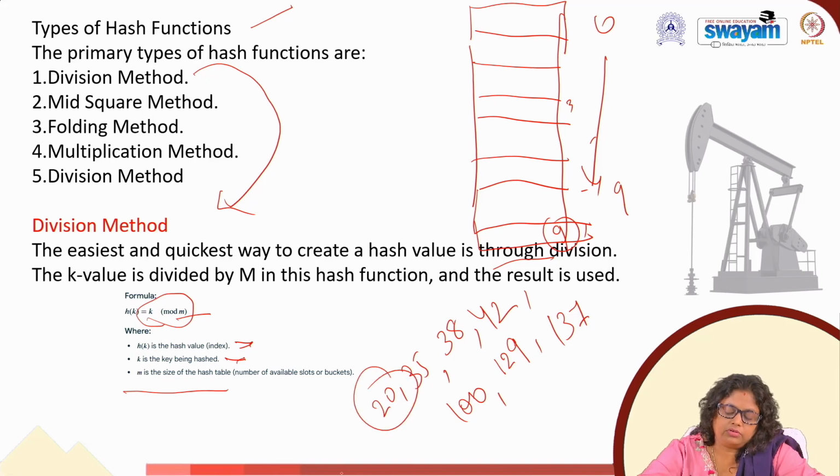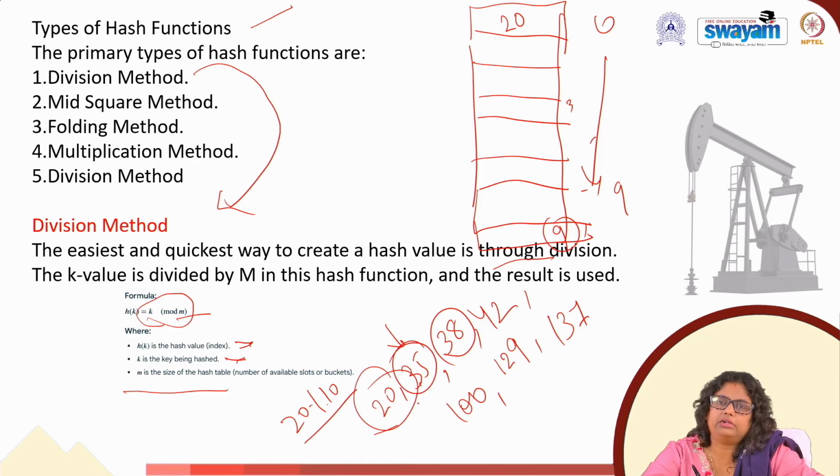Now first, k mod m, where m is 10 and k is my 20 value. 20 modulus 10 gives remainder 0, so it will go to the 0th position. Second, assume I have 35. 35 modulus 10 will give you the remainder 5.